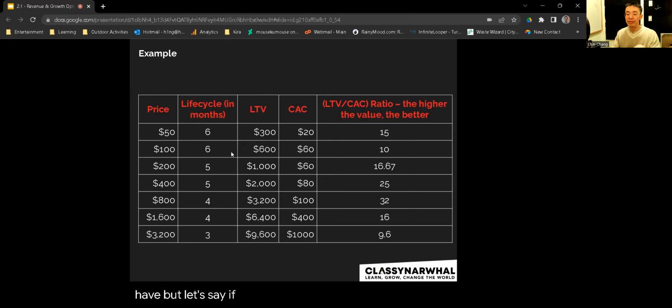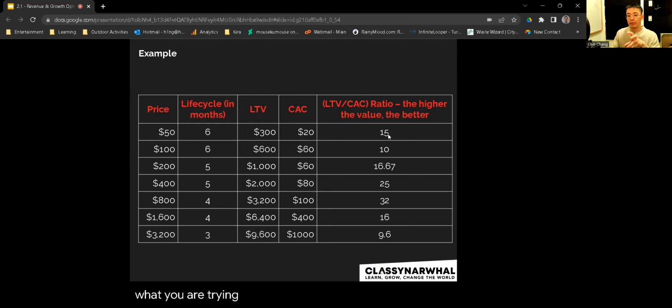But let's say if you have subscription, then it's a bit easier to calculate. So here, for example, is like, let's say at $50, customer stays for 6 months, right? $100, 6 months, $200, 5 months, so on and so forth. The lifetime value calculation is pretty straightforward. It's basically you take price, multiply it by life cycle. That's your lifetime value. And then you map out your customer acquisition costs.